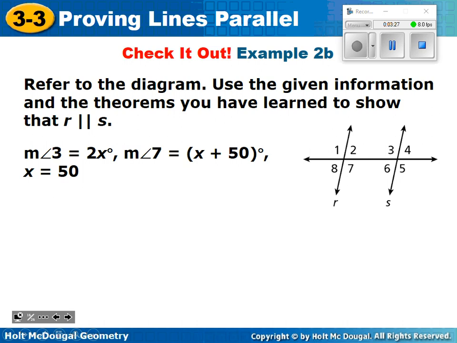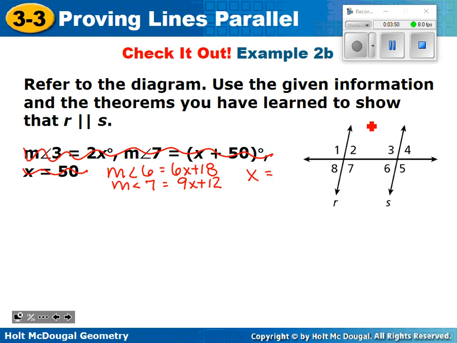Okay, so we're going to do this. We're going to change this problem. So on your proof right here, fix this. We're going to cross this out. And we're going to change it to the measure of angle 6 is equal to 6x plus 18. The measure of angle 7 is equal to 9x plus 12. And x is equal to 10. And again, if you read the directions, it says to show that R is parallel to S. So when we see that word show, we're going to do what? 2-column proof. Okay, keep reminding you of that so that you don't make a mistake on the homework.